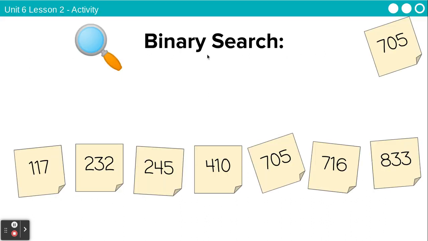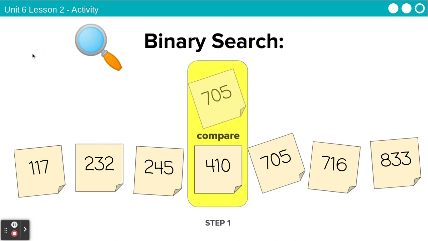So this is called a binary search. And you remember at the beginning of the year, we talked about binary numbers. It does come into play here. So if I'm looking for 705, I want to start in the middle and compare it to the middle number. Again, it does have to be in numerical order. They're not equal. Step 1. Since it's larger, I'm going to get rid of everything from here over. So my new list is just going to be these 3 numbers.